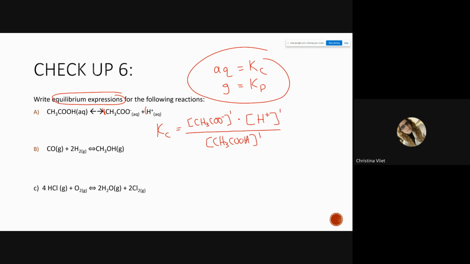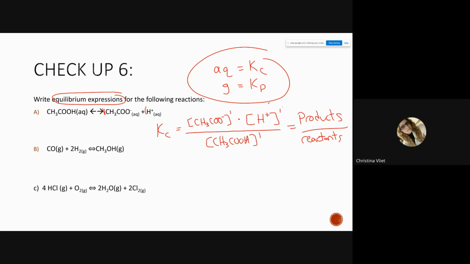So in order to find the equilibrium constant for this reaction, I would take the concentration of this product, the concentration of this product, multiply them by each other, and then divide by the concentration of the reactants. Remember, it's always product on the top and reactants on the bottom. That's the quick way to remember it. All right, try it again. Second one.